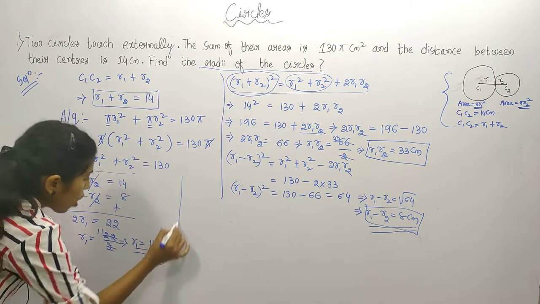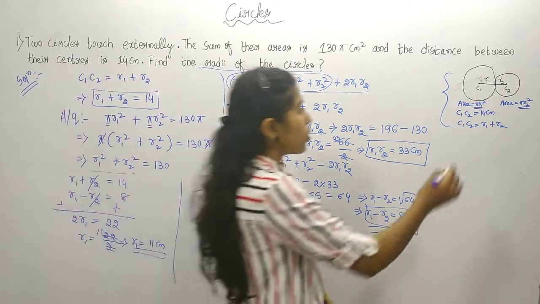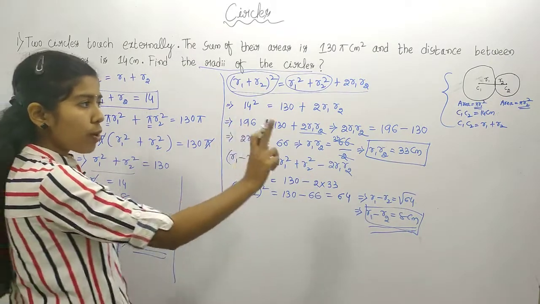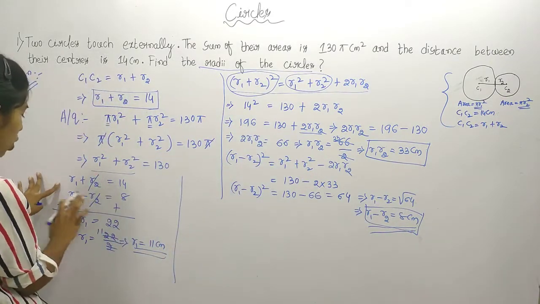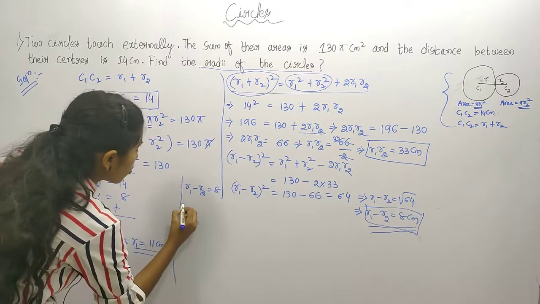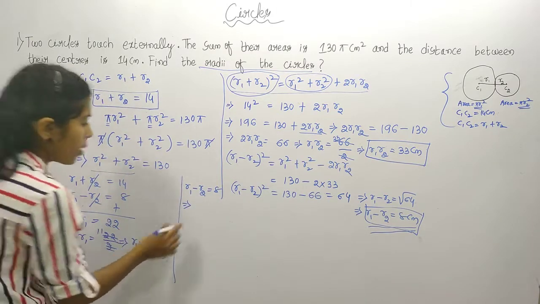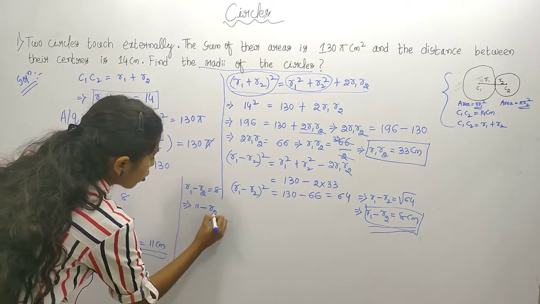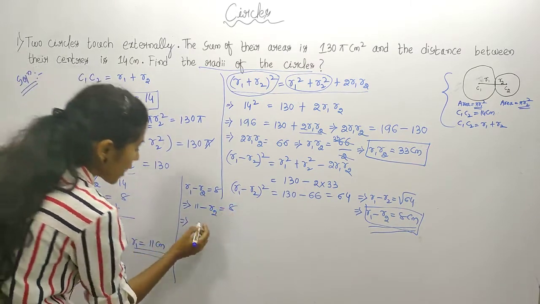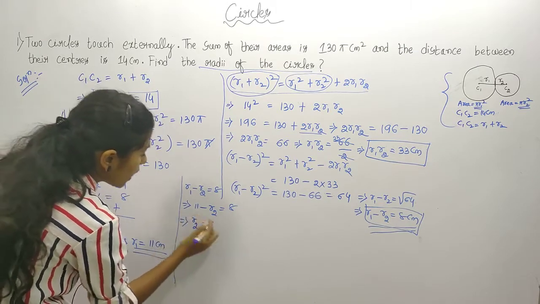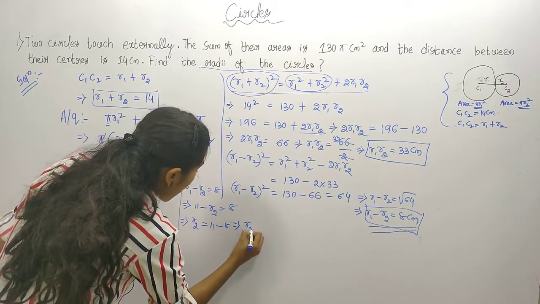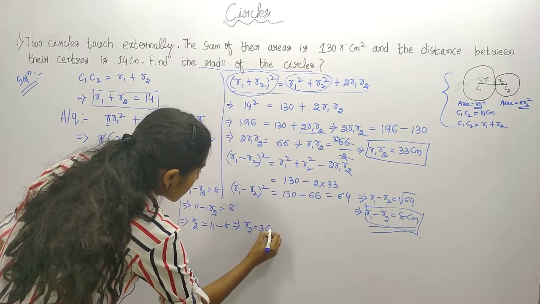Now, the first circle radius, r1, is 11 cm. Now you have to find r2. Any equation you can take. Let's take r1 minus r2 equals 8. Here r1 is 11, so 11 minus r2 equals 8. So minus r2 you can take to the right hand side, it becomes plus r2 equals 11, and plus 8 you bring to the left hand side, it becomes minus 8. So r2 equals 3 cm.